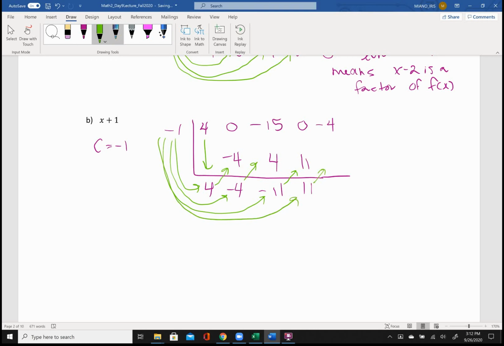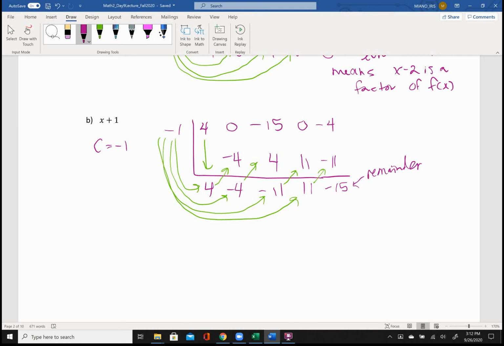Negative 1 times 11 gives us negative 11 once again. Add that to the negative 4, and you get negative 15. So this is still your remainder, but it's not 0 this time. This would be the number that would pop out if you plugged in a negative 1 into the function. It's the same result, same end result, but a different process, of course.